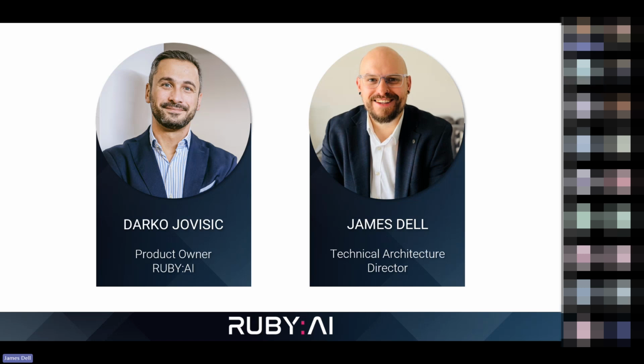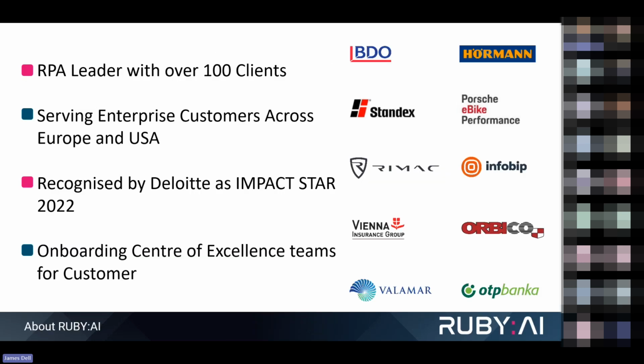So what I'm going to do is start by talking about what Ruby AI is and realistically why we're doing this today. The big thing for us is Ruby AI is a robotic process automation on steroids product, as I like to call it. It's something that goes beyond traditional RPA. And ultimately, it's something that we've been working really closely with Darko and the team at Robotic AI to develop and bring to the UK market.